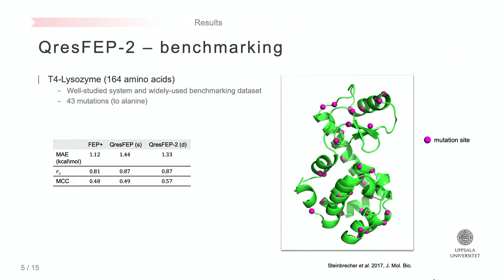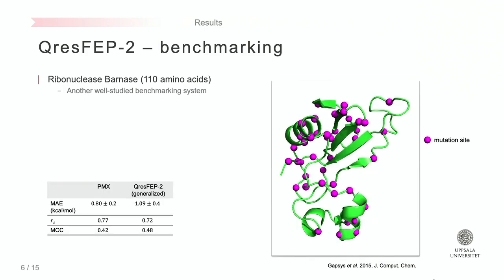The only downside of this set is that it's only 43 mutations to alanine. And with the alanine mutant conformations, you will run into fewer problems since it's just a methyl group, so you don't run into problems with which conformer your mutant would actually have. Therefore, we also tested this on the ribonuclease Barnase set, another well-studied benchmarking system.